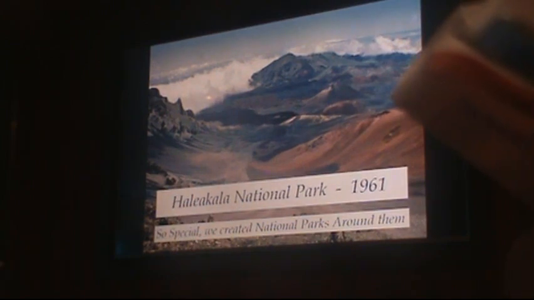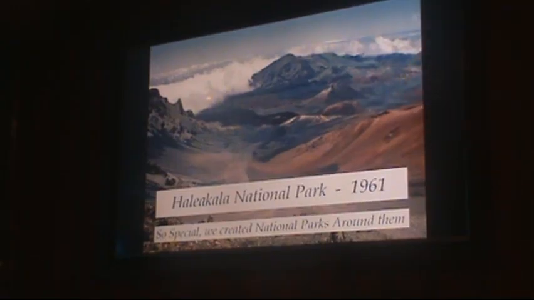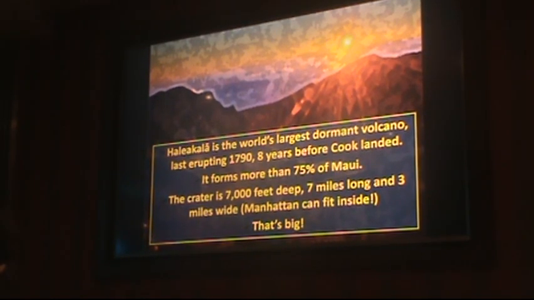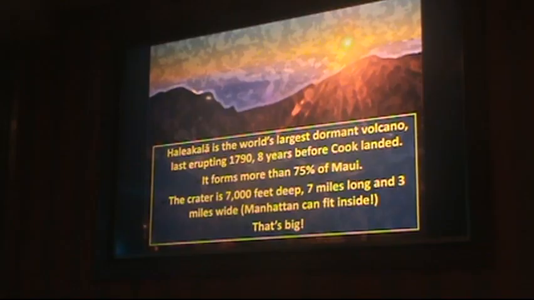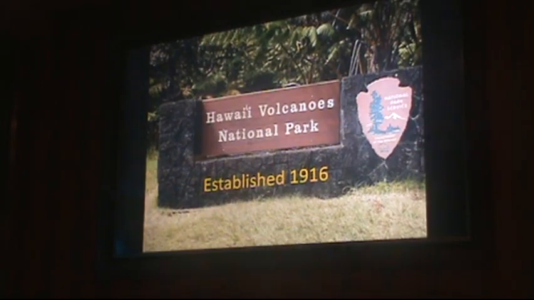It makes up 70% of the island of Maui. And it's just really, really fascinating. There, Haleakala, it's the world's largest dormant volcano, last erupting 1790. When was Captain Cook there? He was there before. Yeah, so this erupted after. 8 years, oh, I just said it, 8 years before. 8 years before Cook landed. It forms more than 75%, 7,000 feet deep, 7 miles long, and it can hold Manhattan.